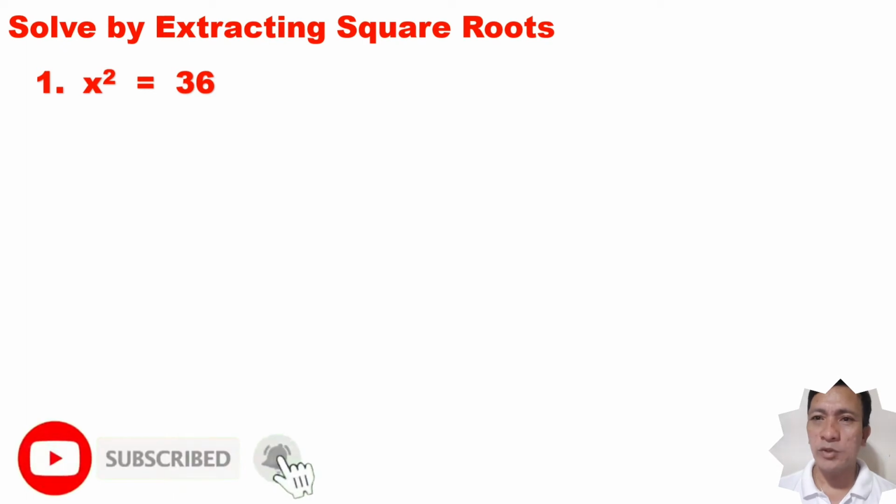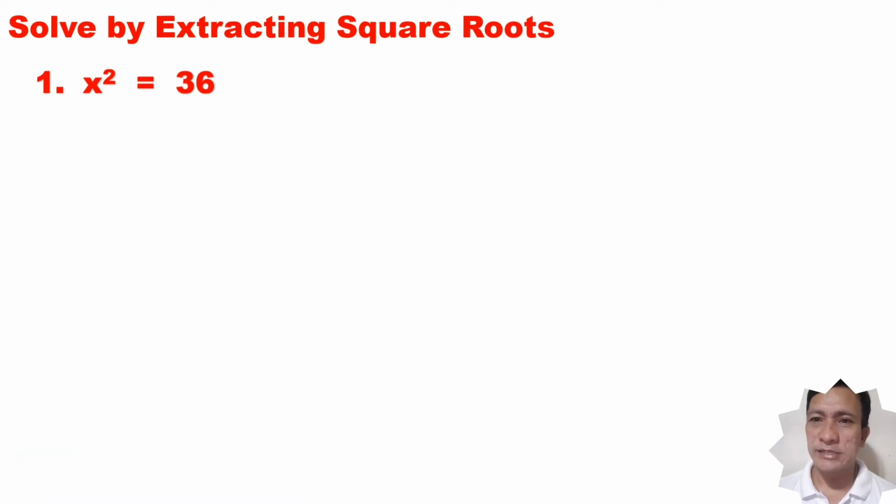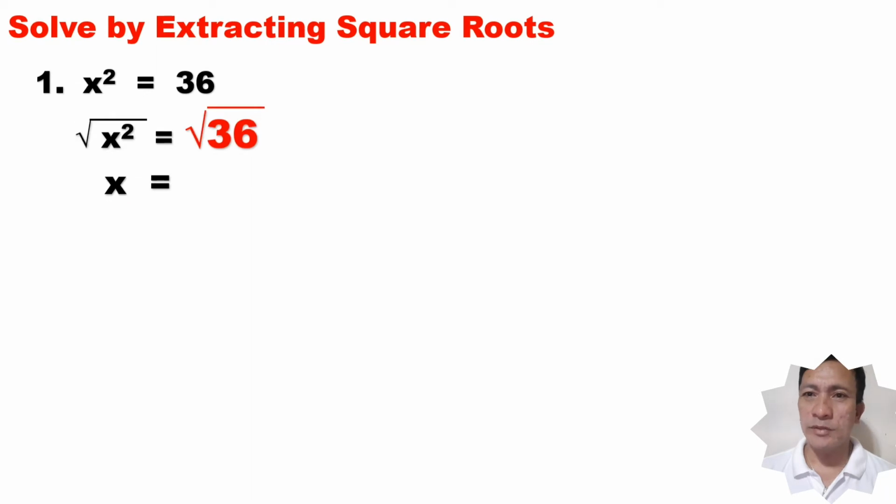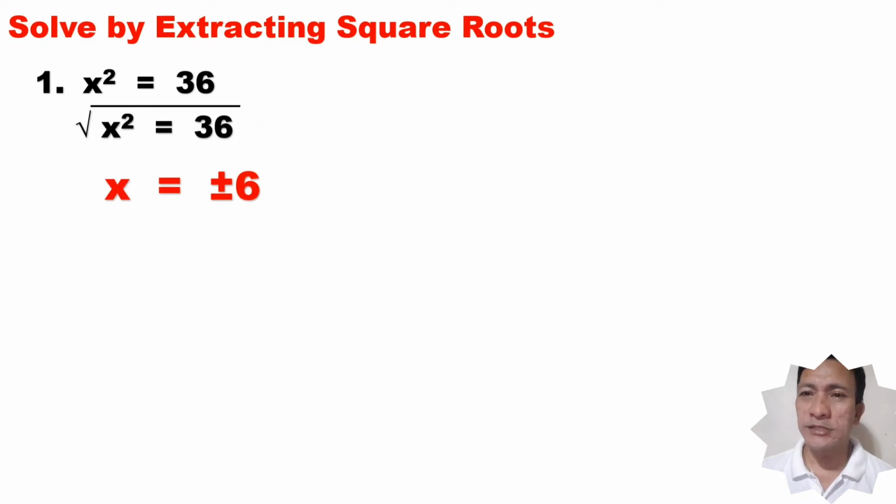Number 1, x squared equals 36. To solve, get or extract the square root both sides. Square root of x squared is x. Square root of 36 is positive and negative 6. Therefore, the value of x equals positive and negative 6.